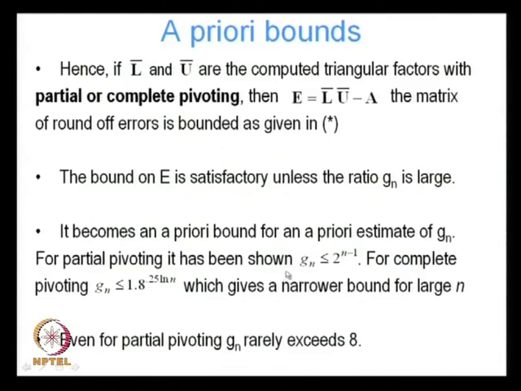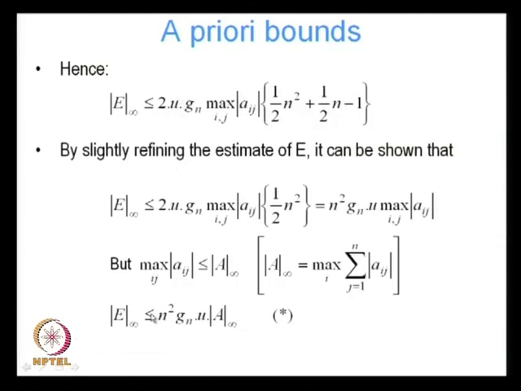But even if we do just partial pivoting, this bound is sufficiently narrow because g_n rarely exceeds 8. So the bound on E is satisfactory because g_n is usually quite small; g_n rarely exceeds 8. So in that case we have obtained bounds on E bar, on E.